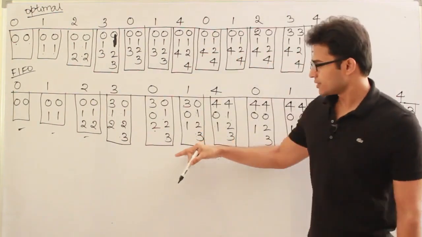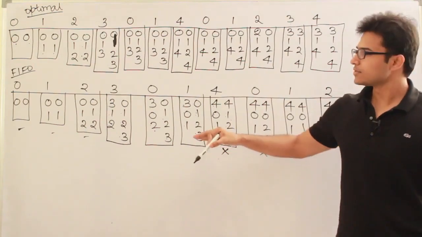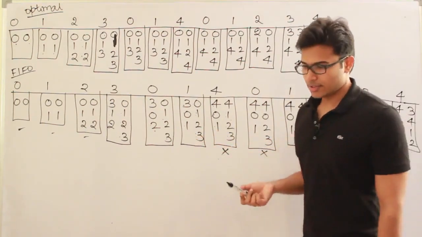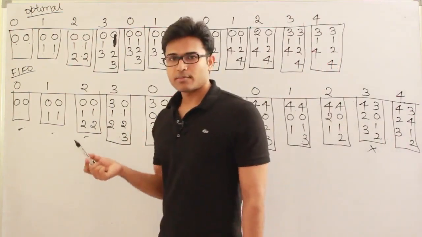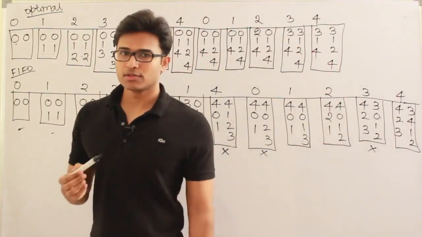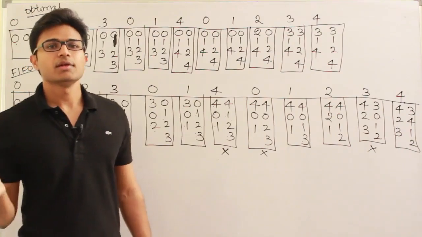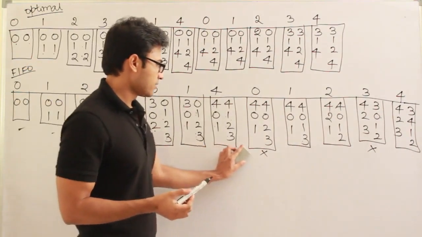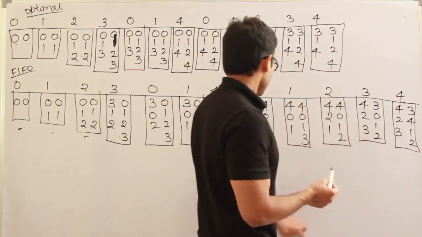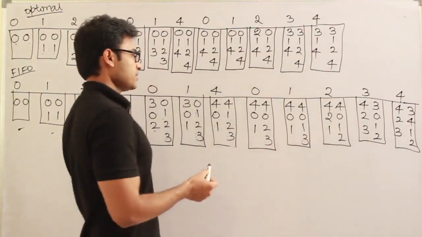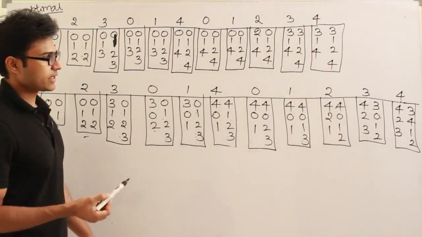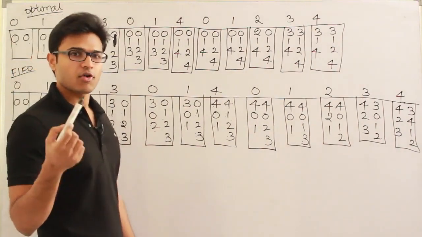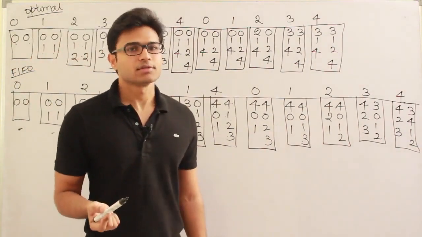Whenever any algorithm does not follow the stack property, it will lead to Belady's anomaly. Got it? So the reason for Belady's anomaly is the stack property. There is no other reason. Only it is the stack property. Okay. So that is the reason why FIFO has this Belady's anomaly. There might be questions like this. FIFO has Belady's anomaly because it does not follow the stack property. True or false? It is true.